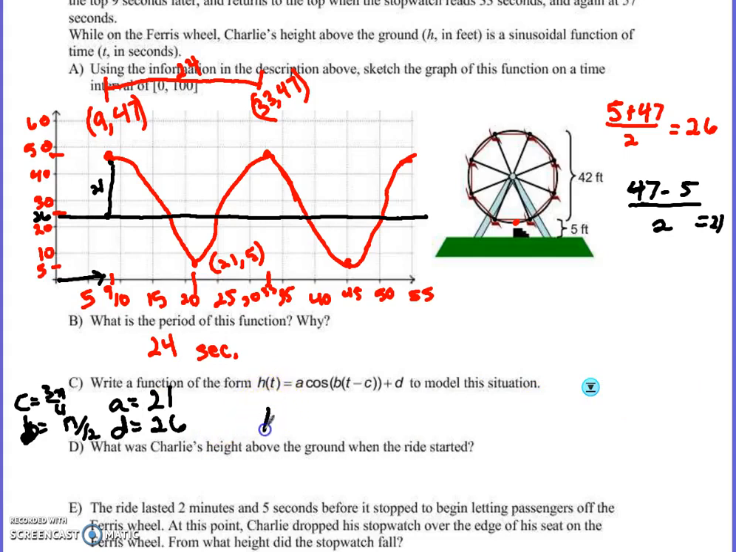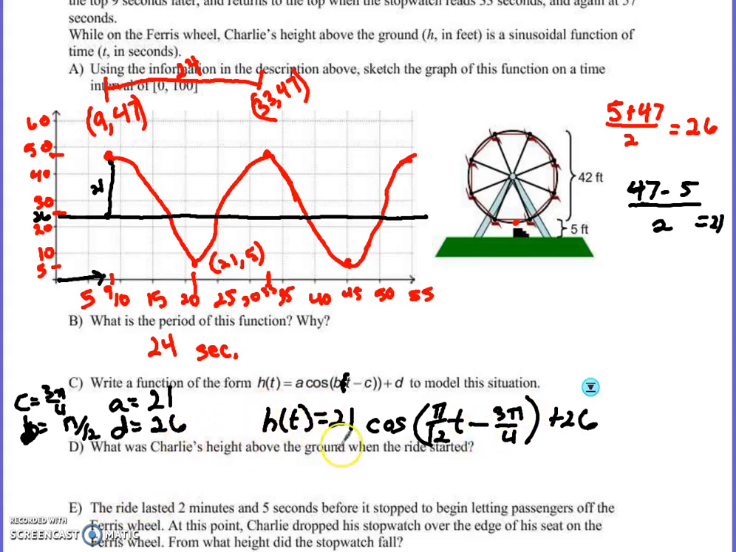H of t, that's our function. So H of t is equal to A, which was 21, cosine of B, which was pi over 12, and then our time t. We don't have a parentheses on our B t minus C, so forget that the parentheses is not supposed to be there because we changed this problem. So pi over 12 t minus our C, which is 3 pi over 4, and then plus 26. So that gets us through part C.